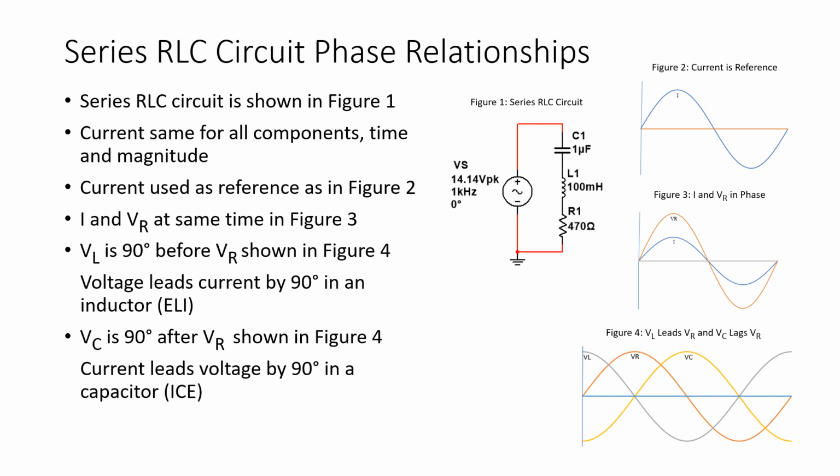But as we've talked about in previous presentations, voltage leads current by 90 degrees in an inductor. Therefore, the inductor voltage happens 90 degrees before the resistive voltage, as shown in Figure 4. And again, we know that current leads voltage by 90 degrees in a capacitor. Therefore, the capacitor voltage happens 90 degrees after the resistor voltage, as shown in Figure 4.